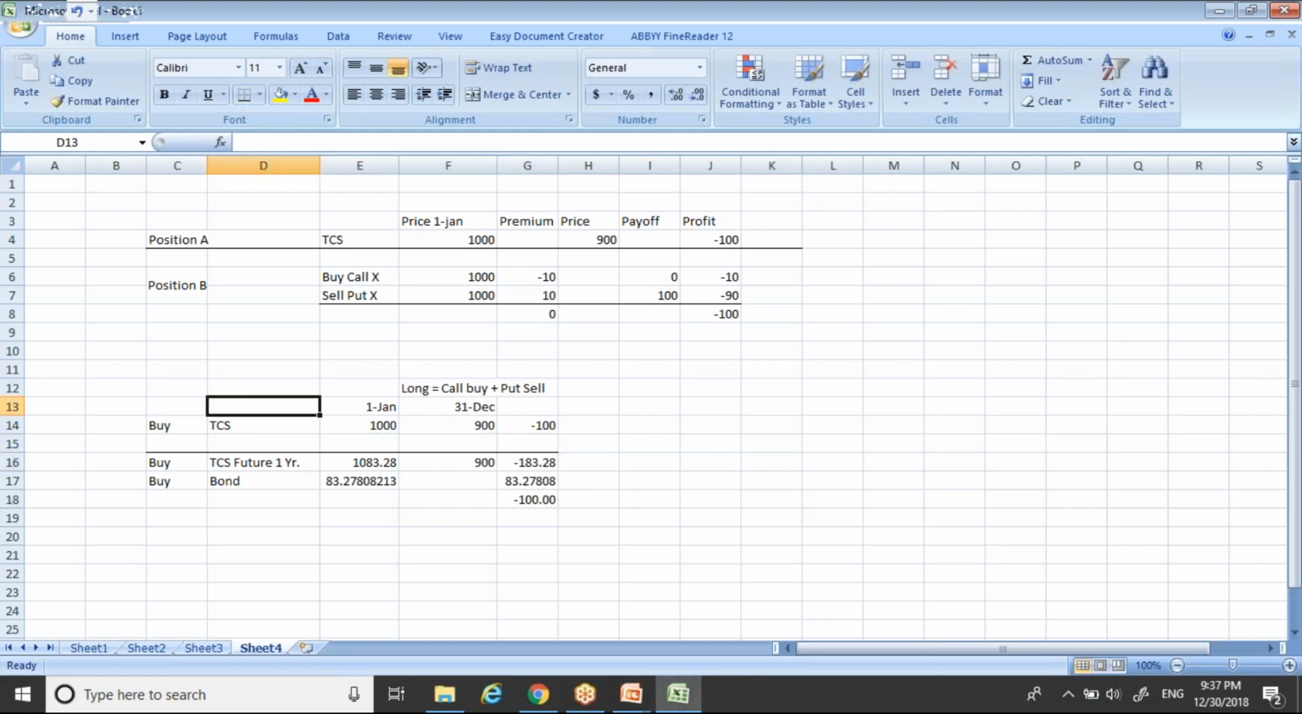Very simple. So what is happening here? We have a TCS share which went down to 900, we lost 100. On the TCS future which we purchased, we lost 183, but the bond is giving me 83 interest. So the losses here are less. So total return is like minus 100. So the return of the bond plus the future is the same as the return on the shares. So we can create a synthetic position by getting into a future and a bond that will be equal to the return on the shares.